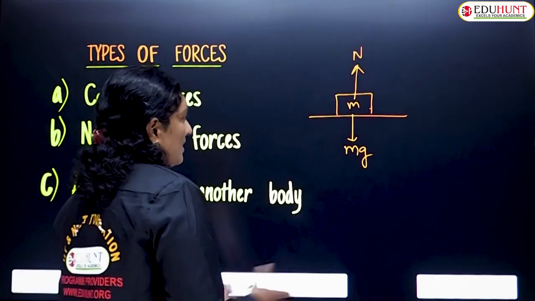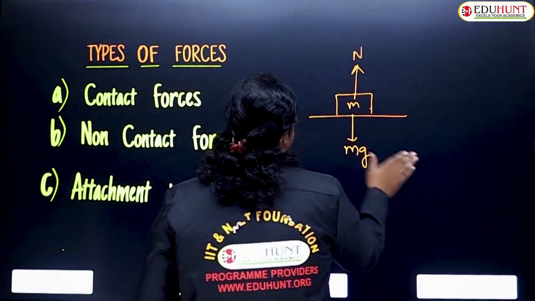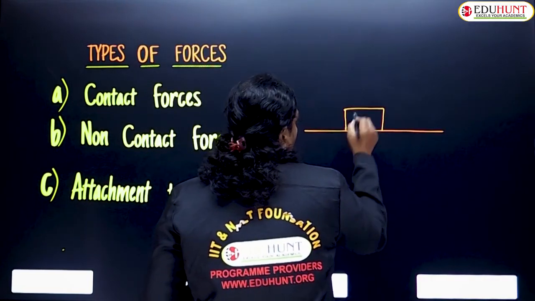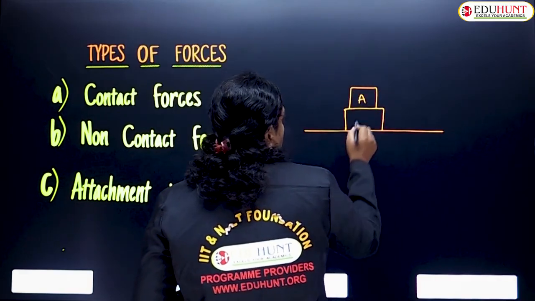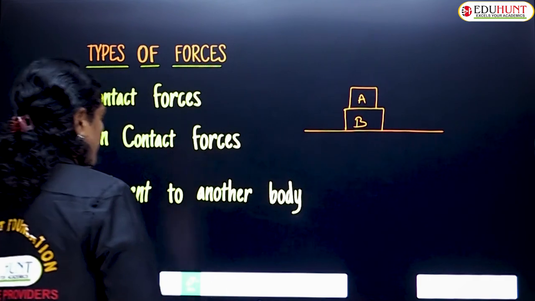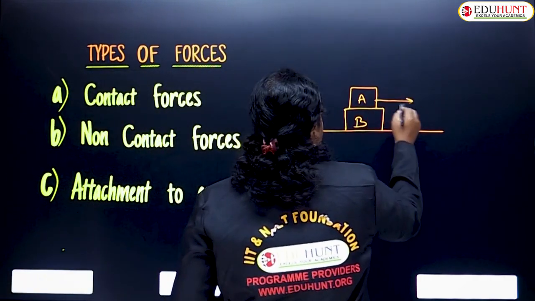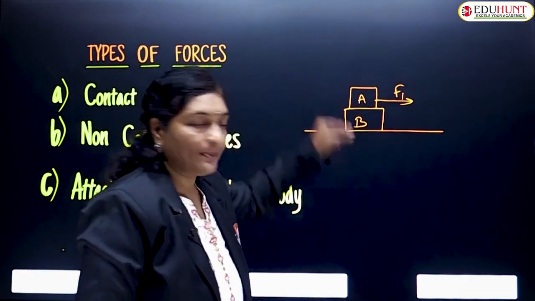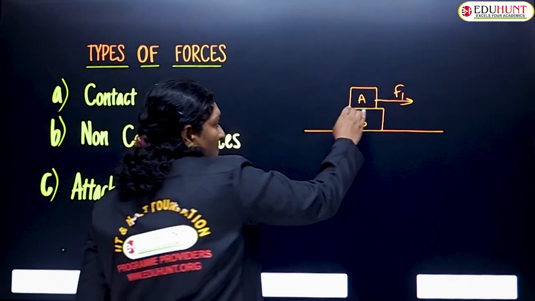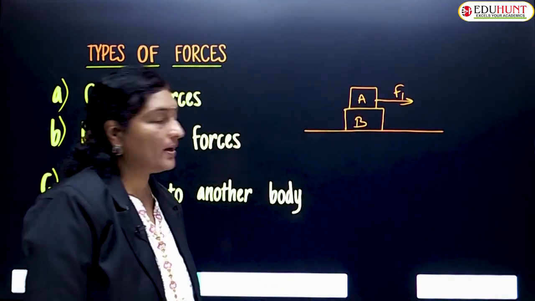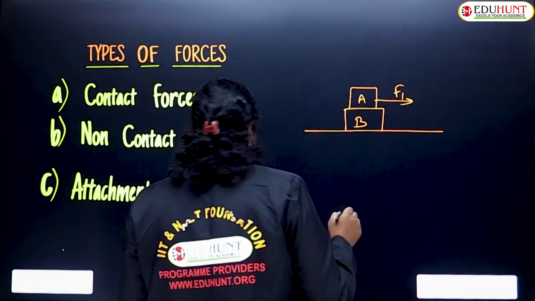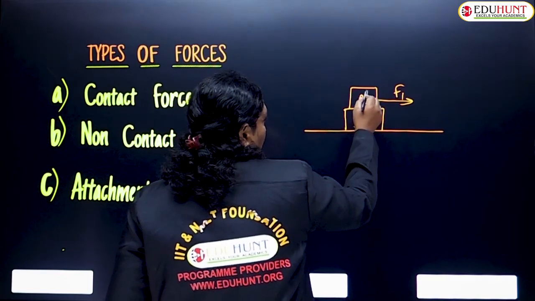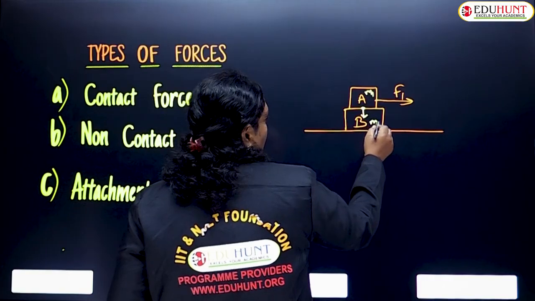Suppose instead of a single body, you consider two different bodies. This is one body and this is another body. Let us name this A and the other B. If some force is applied on the first body, then as the two bodies are in contact, some frictional force comes into play. Apart from this, the weight of body A is acting downwards. Suppose the mass of the first body is m1 and the second body is m2.